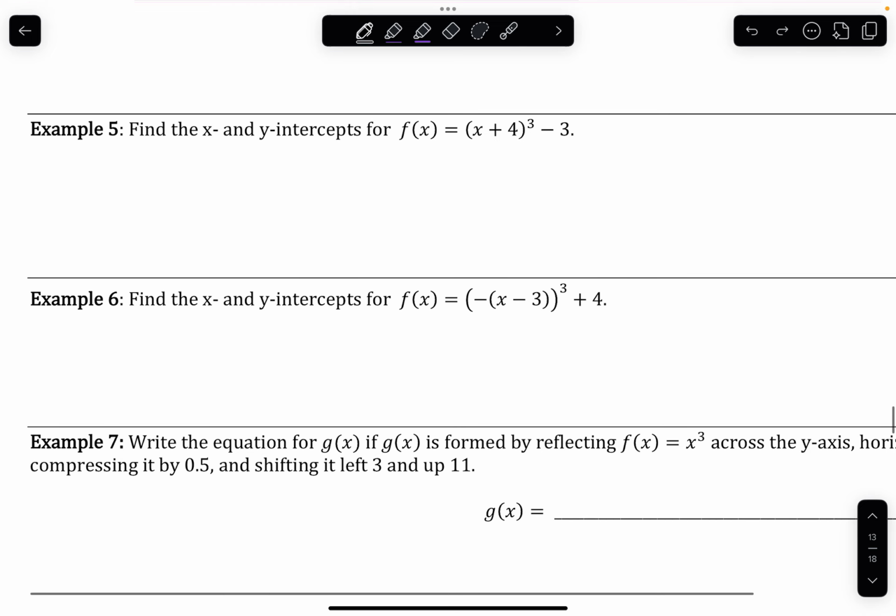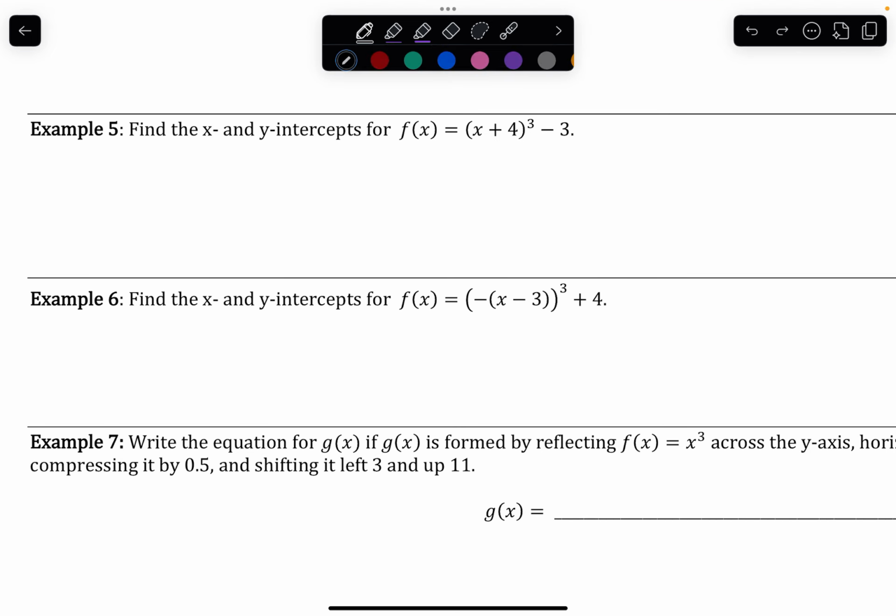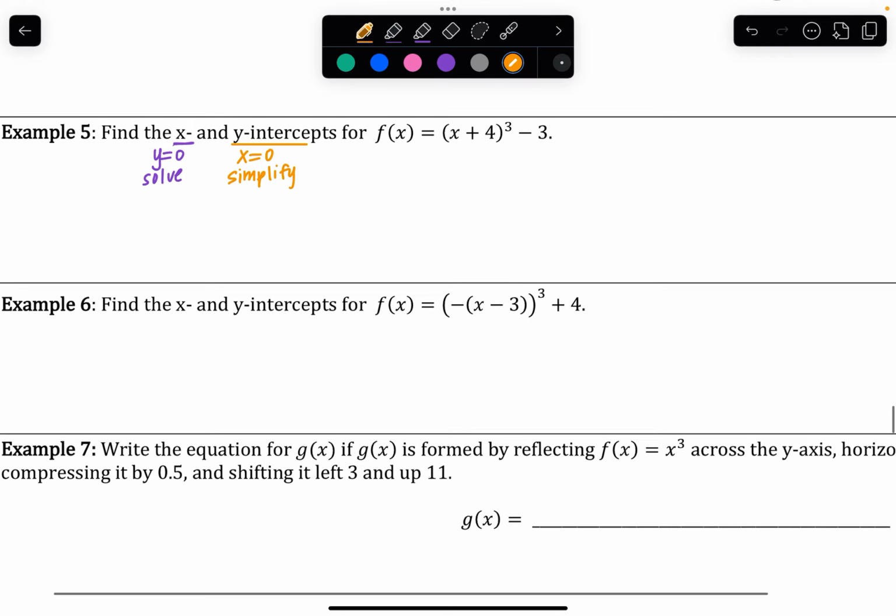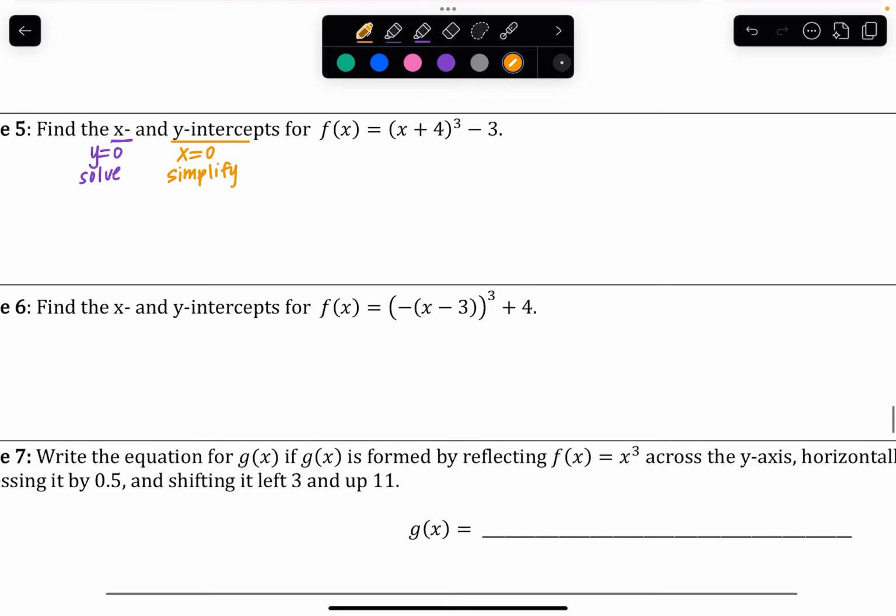And so to find an x-intercept, you plug in 0 for y and solve. To find a y-intercept, you plug in 0 for x and just number crunch or simplify. You don't actually have to isolate the variable. And so the y-intercept is always a little bit easier. So I'll start with the y-intercept.